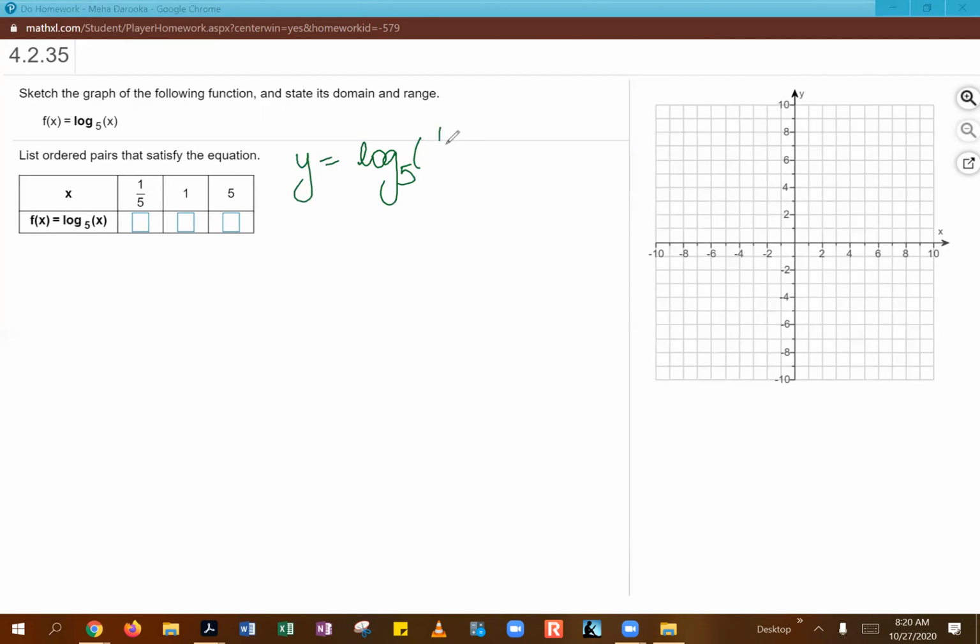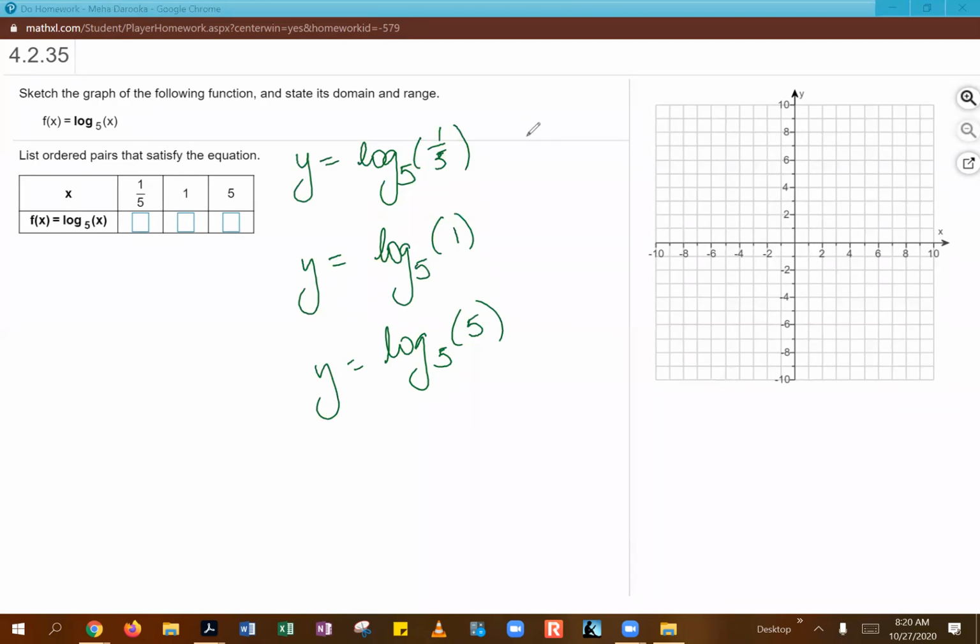So for the first one, you will have x equals 1/5, and you're basically trying to find the y value. Of course, we'll come back and repeat that process with log of 1 with base 5. And then the last one would be log of 5 with base 5. And you're trying to find those corresponding y values for each one of these equations over here. So let's start with this first ordered pair here.